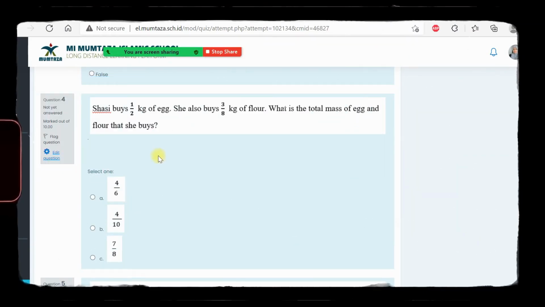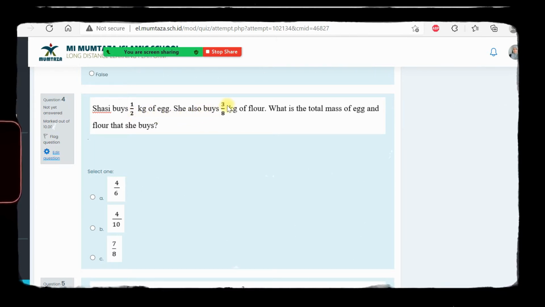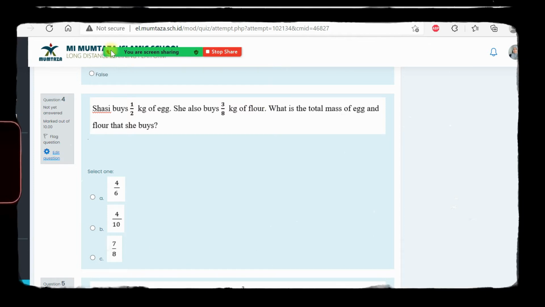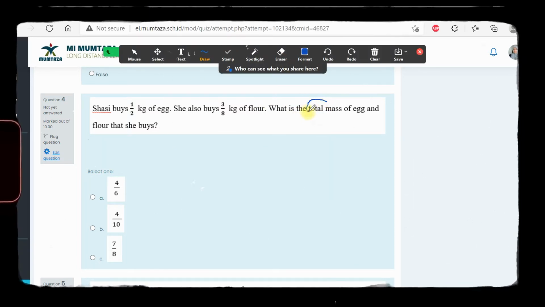Okay, number 4. Sasi buys 1/2 kilogram of egg. She also buys 3/8 kilogram of flour. What is the total mass of egg and the flour that she buys? Now, how to do this one? Now, look at this. What is the total? The total means the addition.